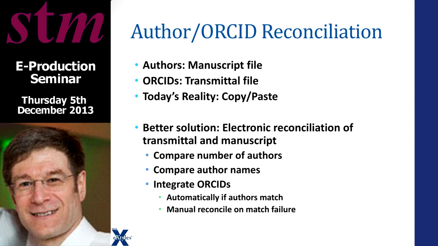You want to think about how you can do electronic reconciliation of the transmittal and the manuscript, potentially when you get to the XML phase, where you could take the two, because you're now in an XML stream, you can do some cool things with XSLT. You can start by comparing the number of authors in the transmittal and the XML and say, ah, I've got six authors in each. Great, then let's compare the author names. Do they all line up in the same order with an exact match? If they do, then great. Let's copy the ORCIDs automatically, author by author, from the transmittal into the XML. That's the kind of right weight of system to do this.